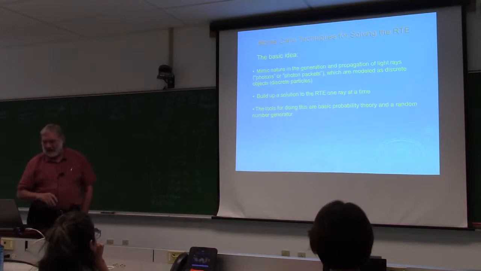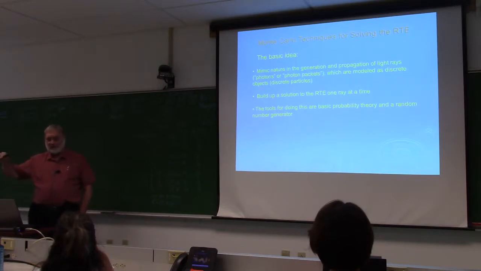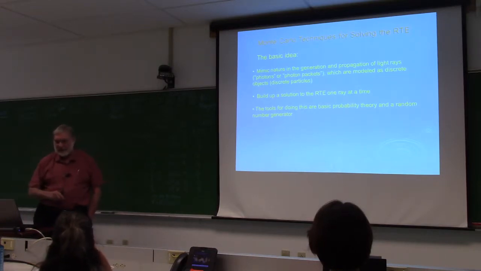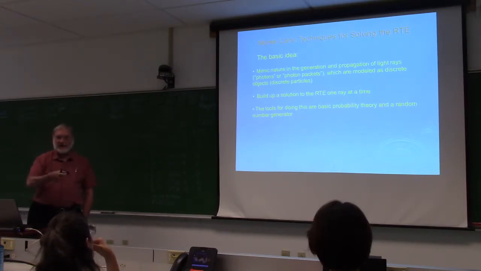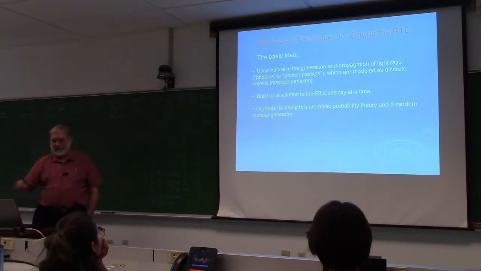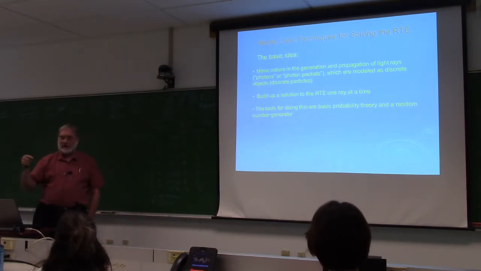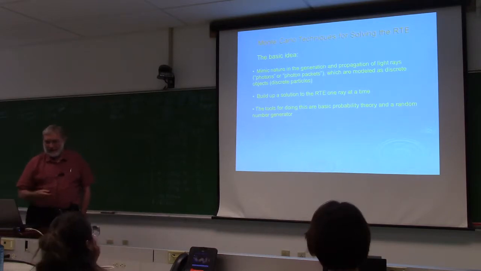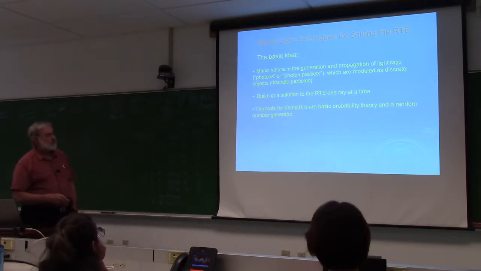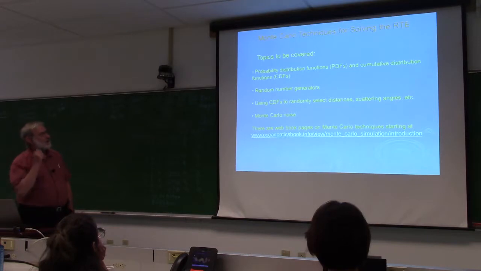So the basic idea is first figure out what it is that nature's doing in how light rays are propagated and scattered and so on. And we'll treat these light rays or photons as individual things, and one's independent from the next one. And then you'll basically build up a solution to the radiative transfer equation, one photon or one ray at a time. And then to do that, we'll use basic probability theory and random number generators.